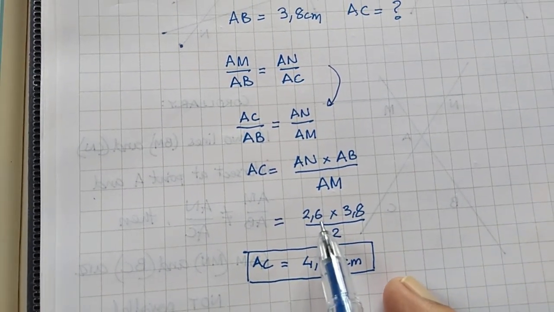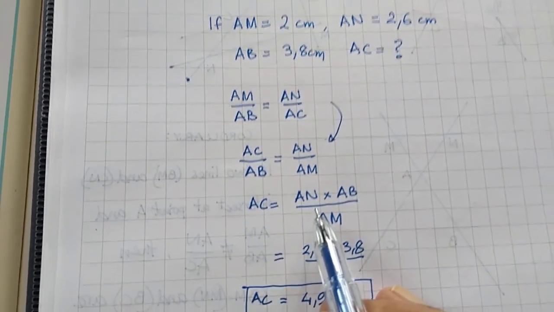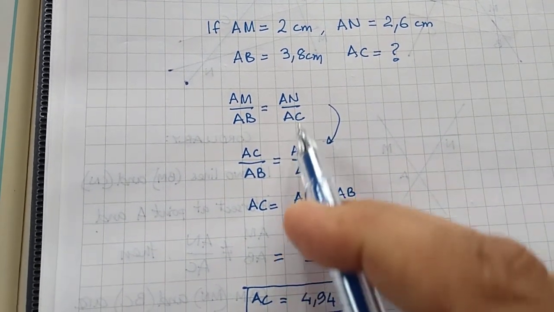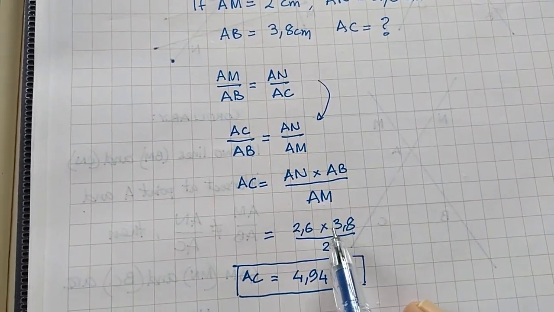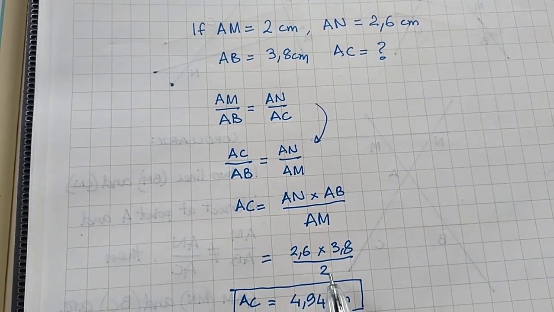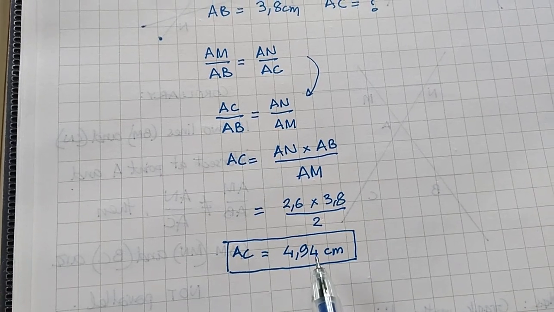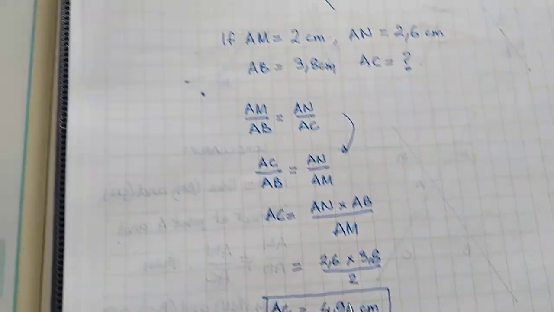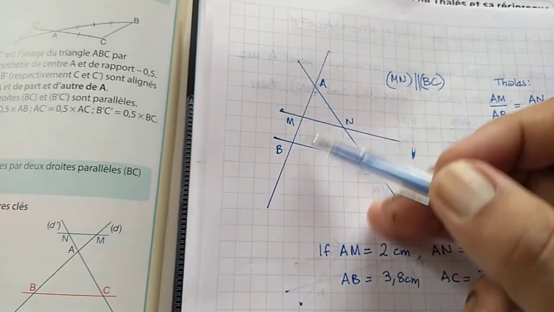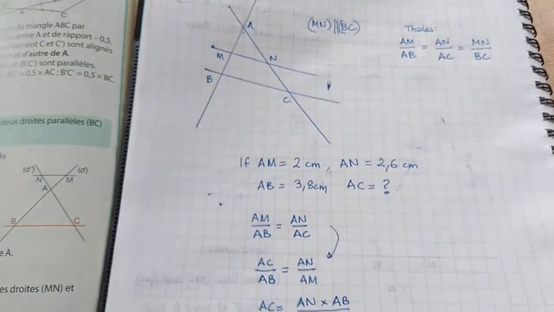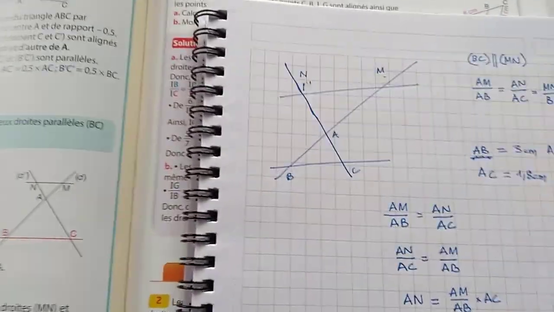So we say AN is 2.6, AB is 3.8, AM is 2. When you solve this, you will get AC is equal to 4.94 centimeters. So basically, given three of these dimensions, you can get the fourth one. Okay, let's take another case.